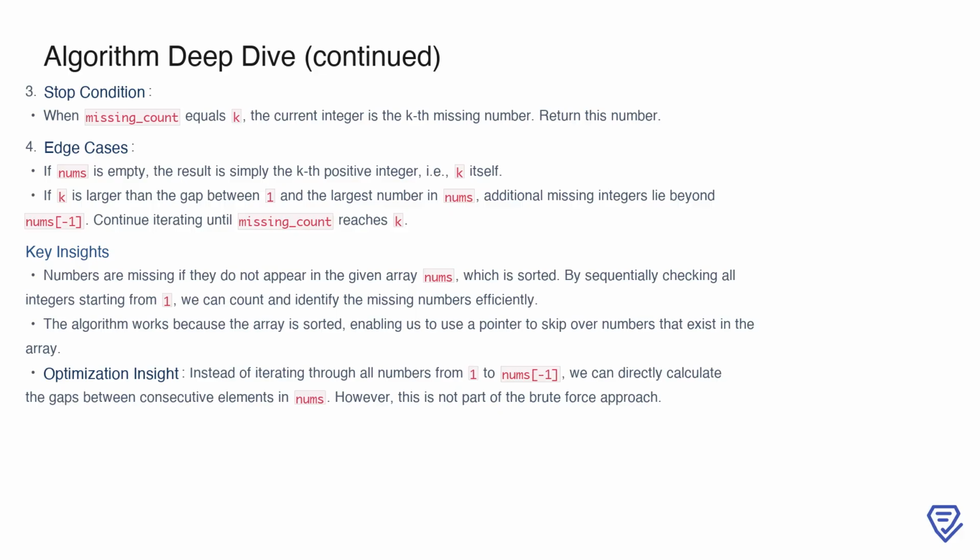The key insight here is that the array's sorted nature allows us to efficiently track which numbers are missing. By sequentially checking integers starting from 1, we can determine which numbers are absent from the array and increment our count accordingly. While this brute force approach works, it has opportunities for optimization, such as calculating gaps between consecutive elements in nums instead of iterating through every number.